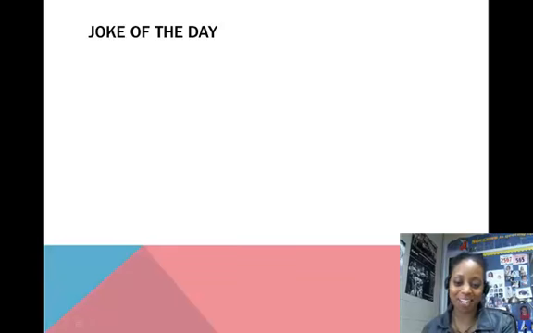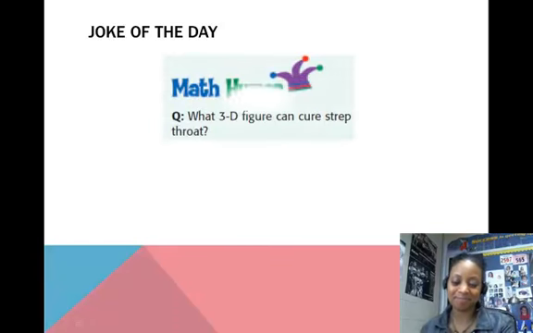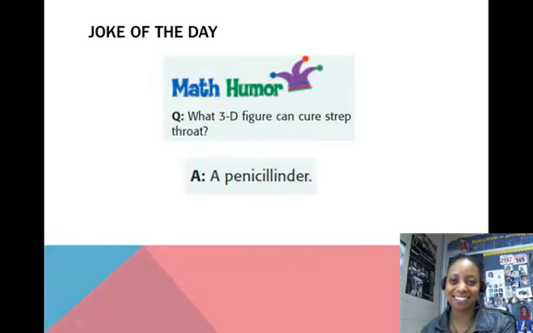Okay, another joke of the day. What 3D figure can cure strep throat? Wait for it. A penicillin. Those of you who are laughing at this right now, I wonder about you.